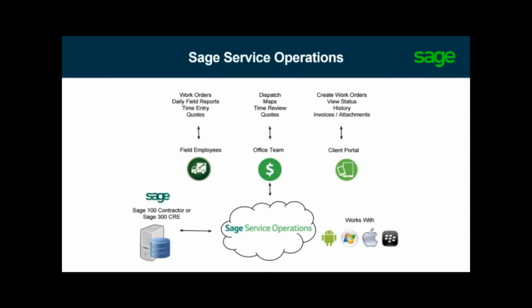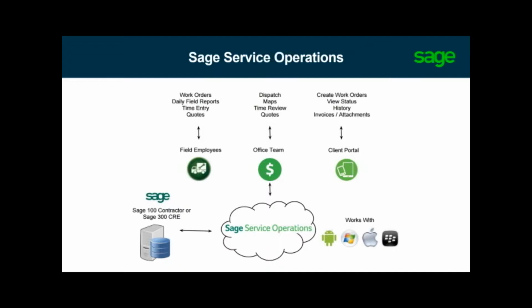With that, the office staff now has the ability to dispatch the employees to the appropriate work, as well as review time and quotes. Sage Service Operations also has a client portal where the client, such as a McDonald's, is able to log into the portal and submit service tickets for their company, and then you issue the work order assignments to the specific technicians out in the field.